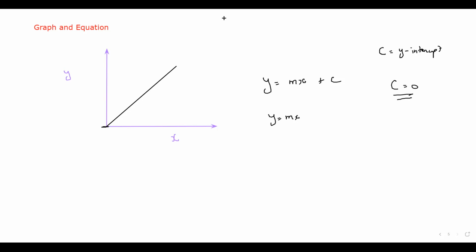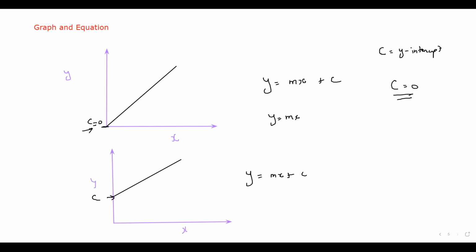But if it was a straight line not passing through the origin, but touching the positive y-axis, and the graph line was like this, then because it is touching the y-axis, the equation will be y equals mx plus c. And what is c? This value is known as c. Here this was c, but because it was on the origin, c was 0.